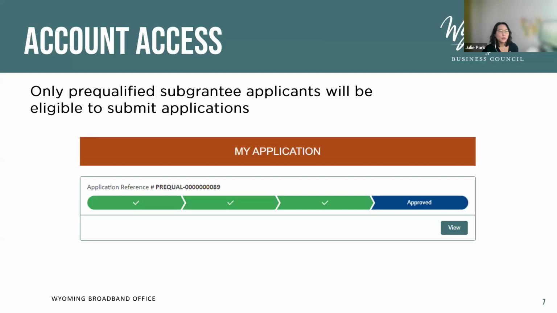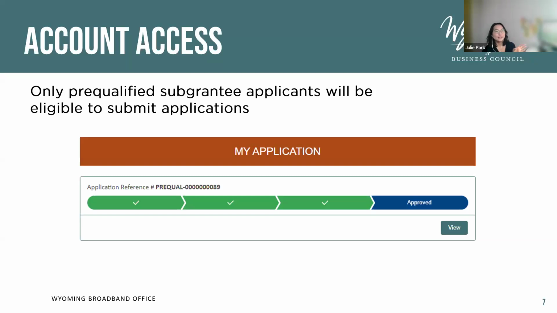Then next, just something I wanted to note quickly, because the portal is going to be the same link where you submitted your pre-qualification applications. And it will have this view on your landing page when you log in. I just wanted to note, it should say approved.